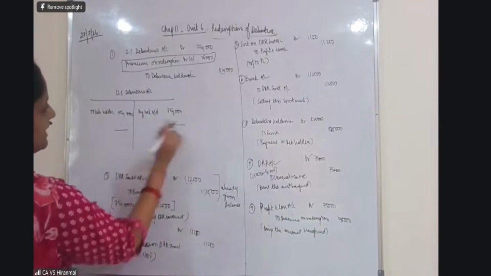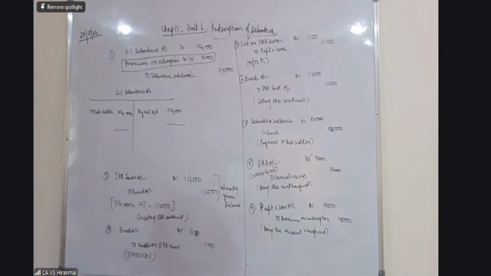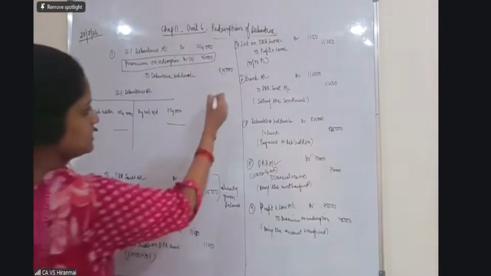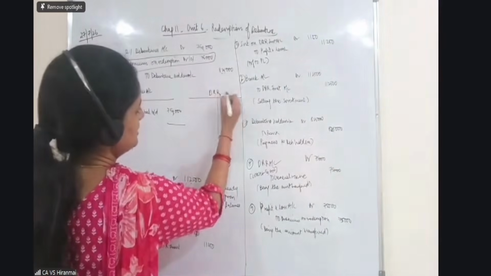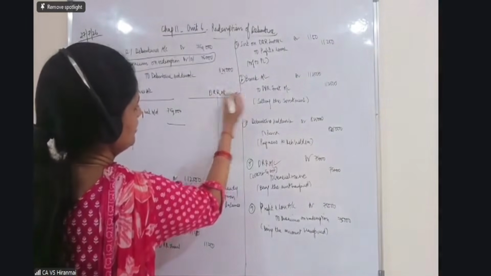So I am repaying back. This account is getting closed. What is this? I am repaying back. So this account is getting closed. All of you please see, the next one is the debenture redemption reserve account. I am opening this.